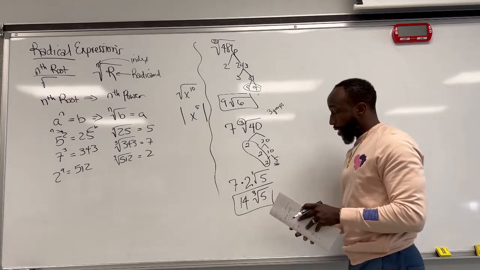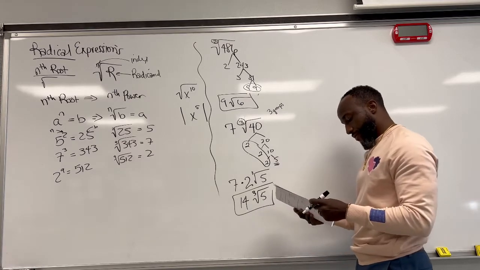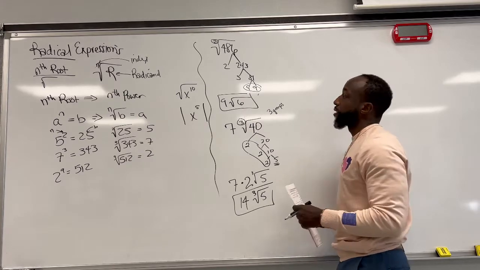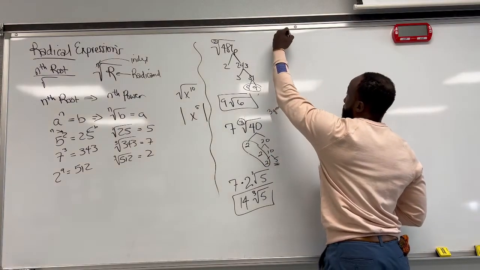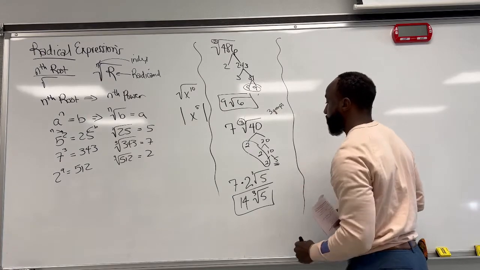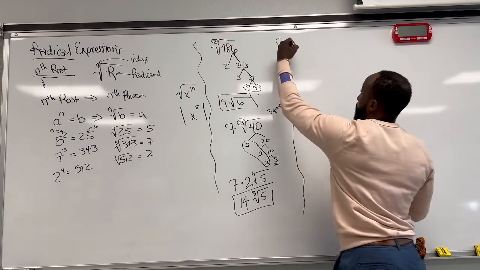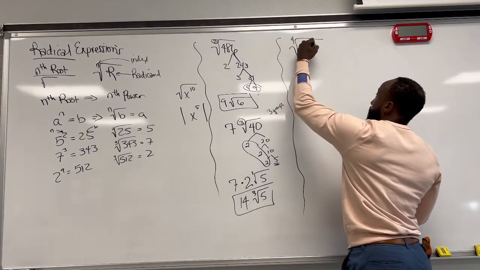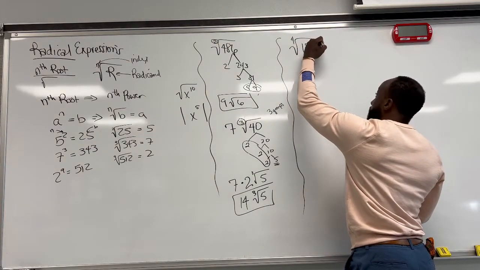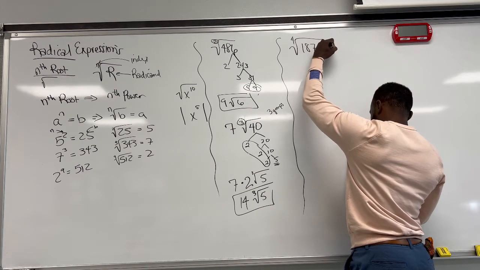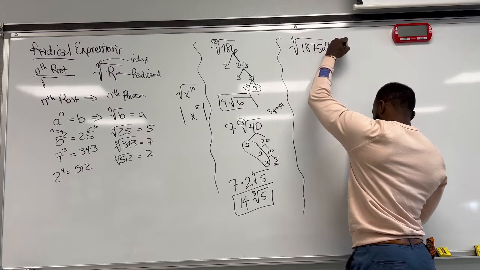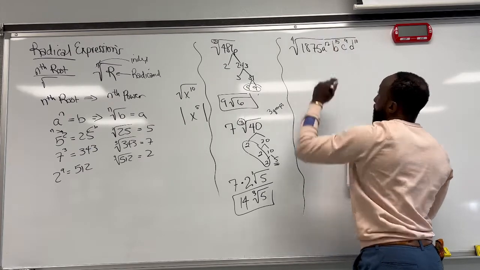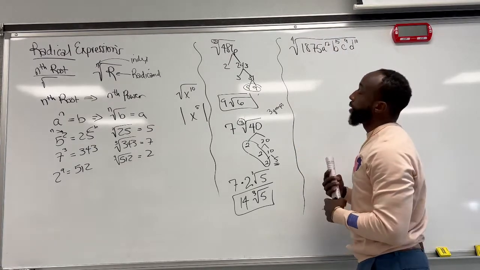All right. Now, what if we got some numbers and some variables? The same math applies, all right? Except there's something else that's very, very special that happens. And let's talk about it. So if we had this problem here where the 4th root of 1,875, a to the 12th, b to the 15th, c to the 9th, d to the 10th, right? All this is under radicals, right?